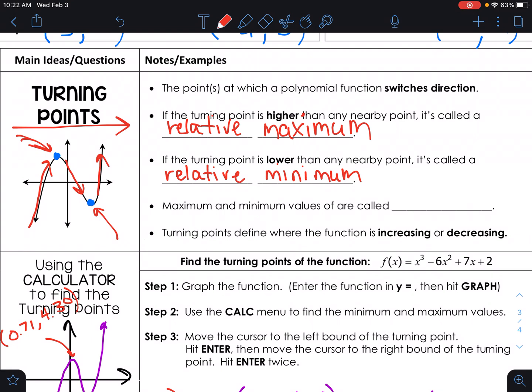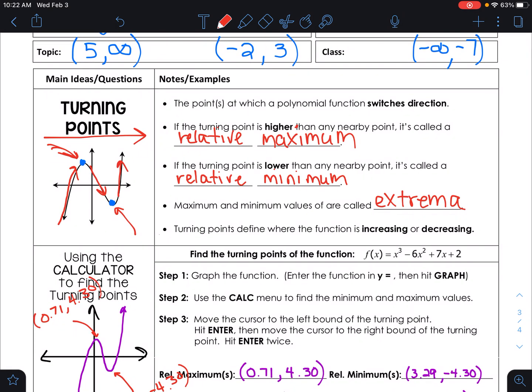But maximums and minimums are called extrema, like extremes. I had a professor who always pronounced it differently, but that's not how you pronounce it. So it's extrema, I guess.